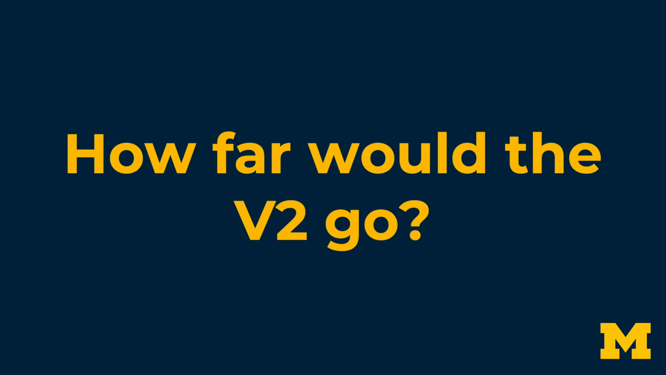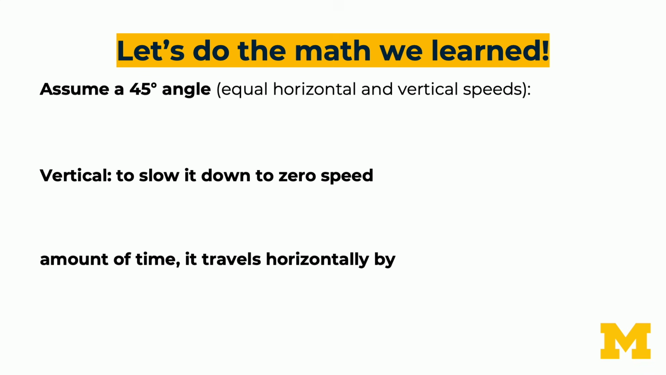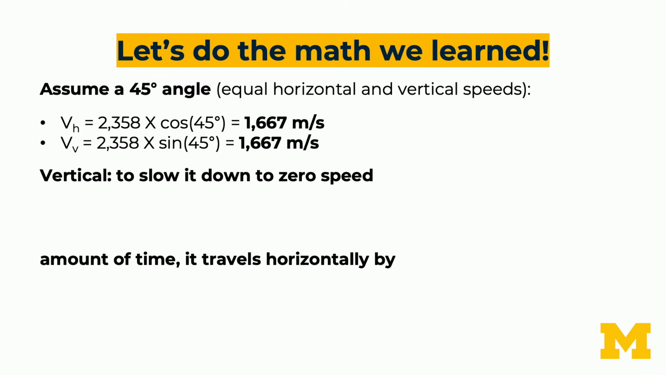So how far would the V2 go? Well, we can do a bunch of math to figure out how that would work, and we can use the kinematic equations to do that. If we assume a 45-degree angle, which basically means equal horizontal and vertical speeds, we can run it through some equations, and we get that the vertical speed is equal to the horizontal speed, which is 1,667 meters per second. Now, in order to calculate how far it would go, we actually have to calculate how high it would go first.